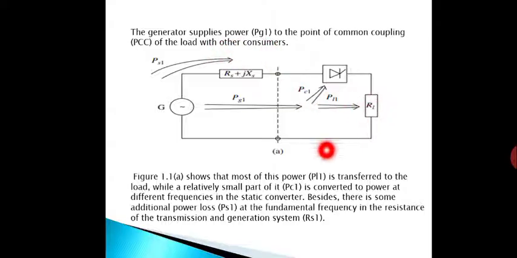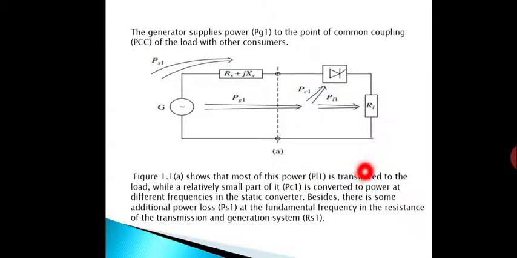So this figure shows the most of this power PL1 is transferred to the load, while a relatively small part PC1 is converted to power at different frequency in the static converter. Is converted to power at different frequency. Different frequency means that is non-linear load. Non-linear load. ഇത് ഡിഫറെൻറ്റ് ഫ്രീക്വൻസിയിൽ ഇത് പവർ കൺസ്യൂം ചെയ്യും. ഇത് ഈ സ്റ്റാറ്റിക് കൺവെർട്ടർ. Static converter will consume power but not in the same frequency but at a different frequency.